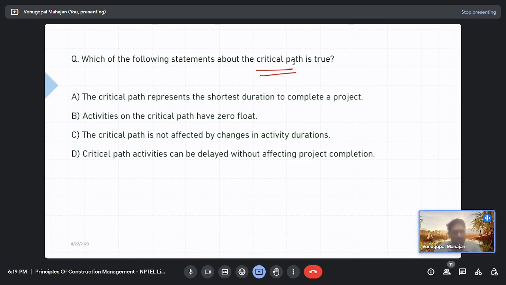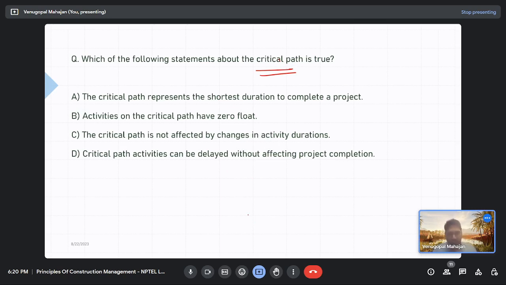Is it the shortest path or longest? Longest path. So which is the correct option? A, B, C, or D? C. I think B: activities on the critical path have zero float. Okay, so we have got one new term here, float. There was a confusion between shortest duration and longest duration.